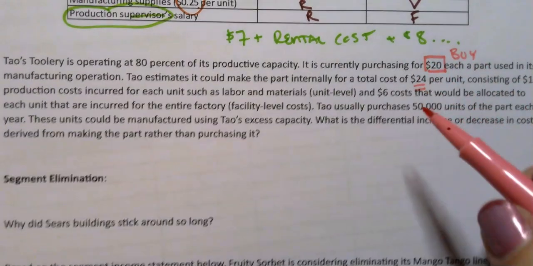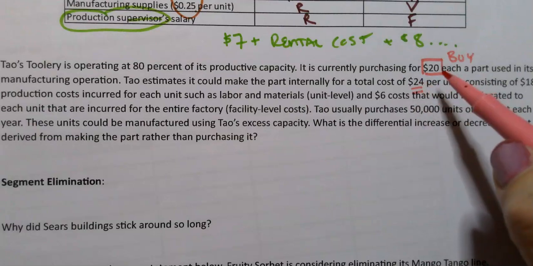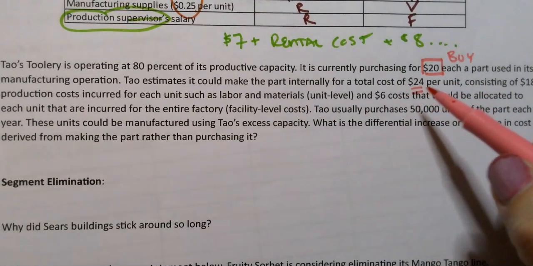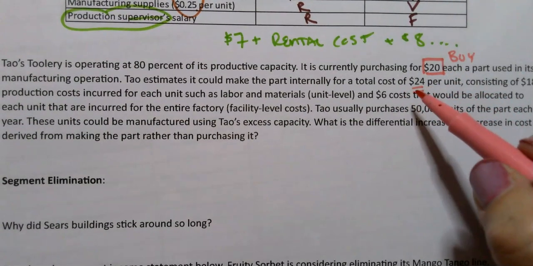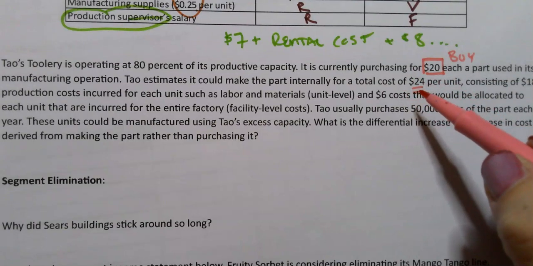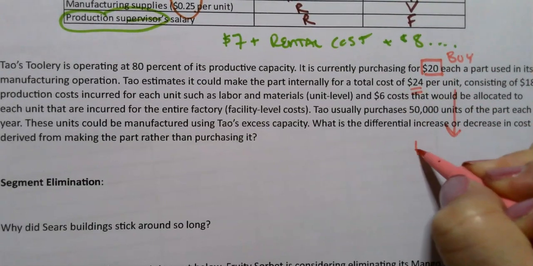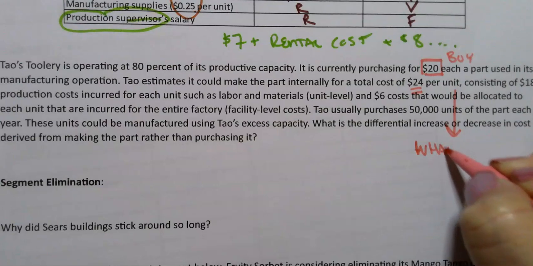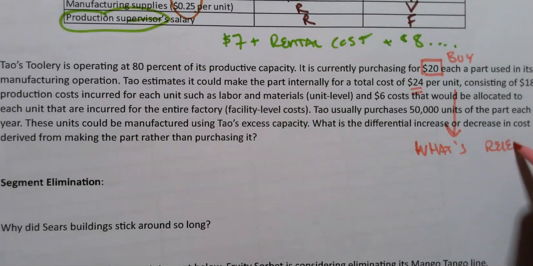Okay, now immediately you'd say to yourself, Miss Barron, wouldn't it be easier to buy it than make it? Well, it's costing $24. Okay, but what's relevant? Is the whole $24 relevant? We need to ask ourselves, what's relevant?